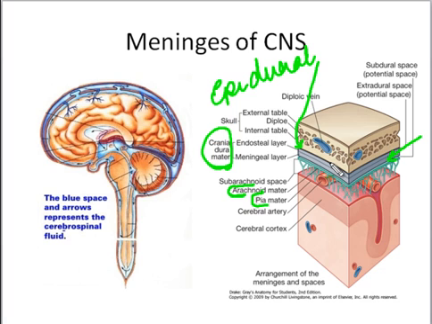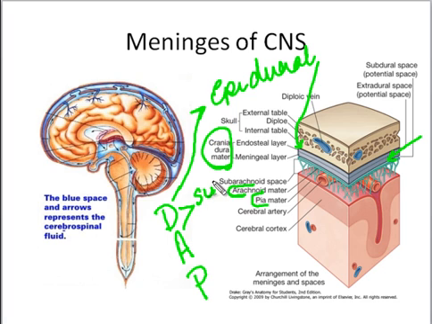So let's say this is dura, arachnoid and pia mater. Above the dura mater is this epidural space. Between dura and arachnoid is a space which is called the subdural space, sub meaning below. Between the arachnoid mater and the pia mater is a space which is known as subarachnoid, meaning below arachnoid. And you can see this large subarachnoid space that you're seeing here.